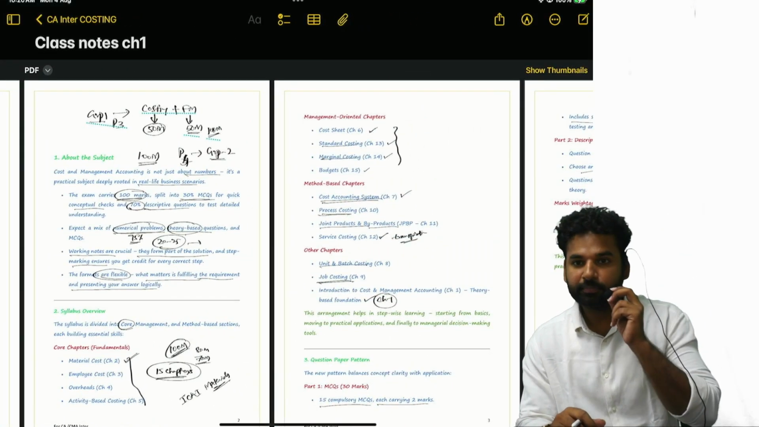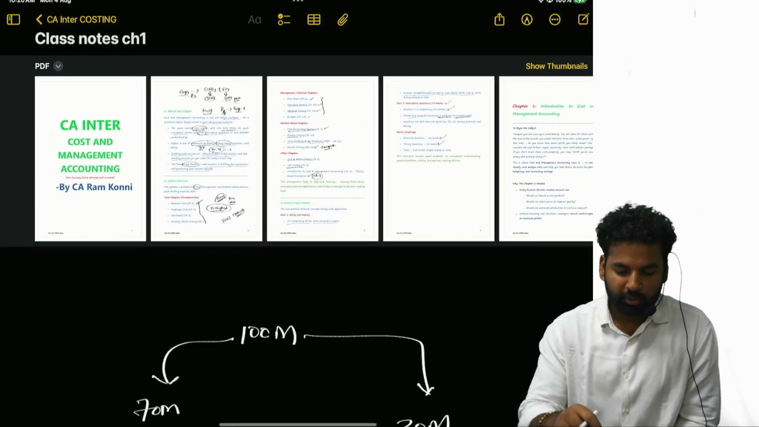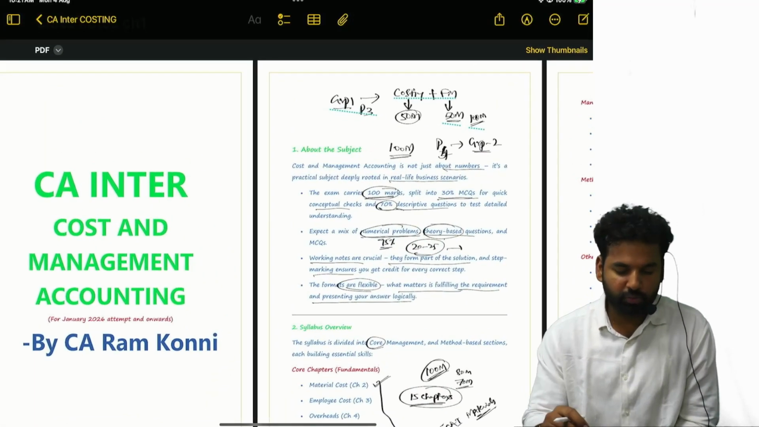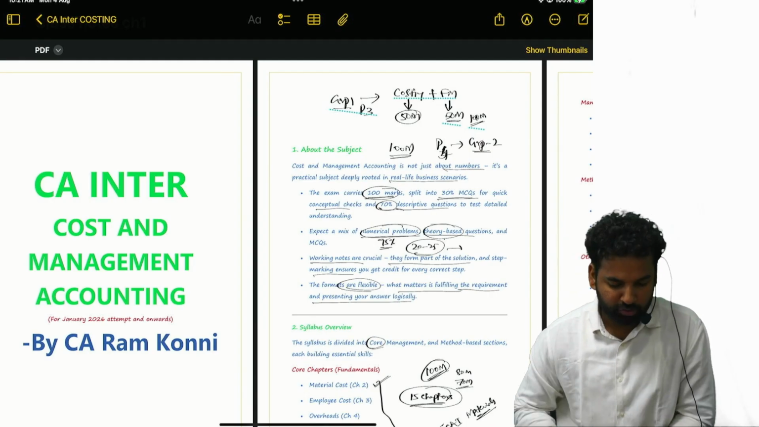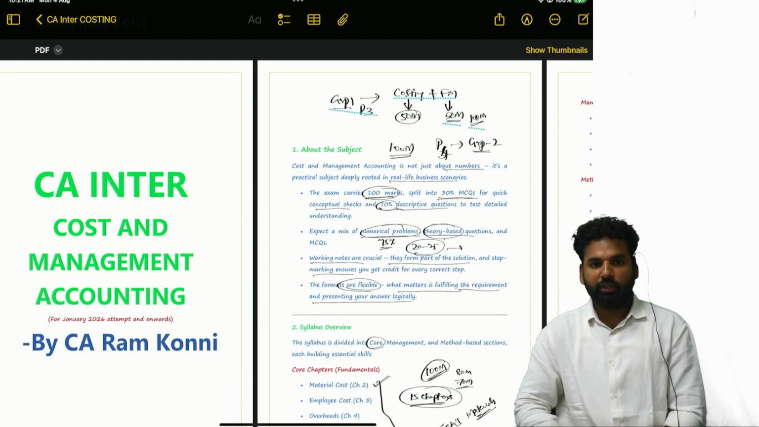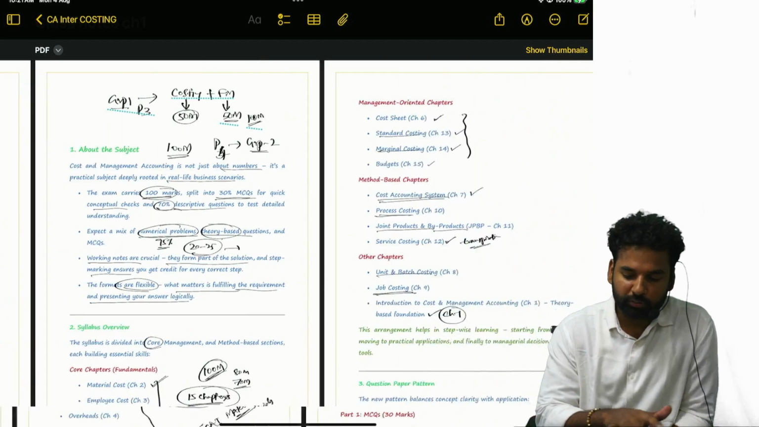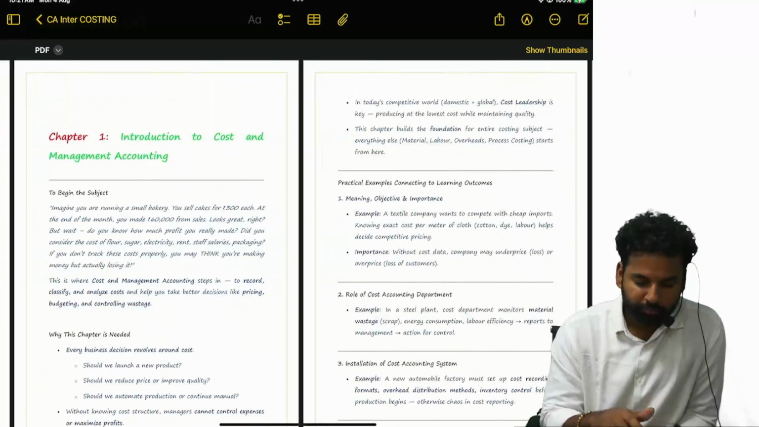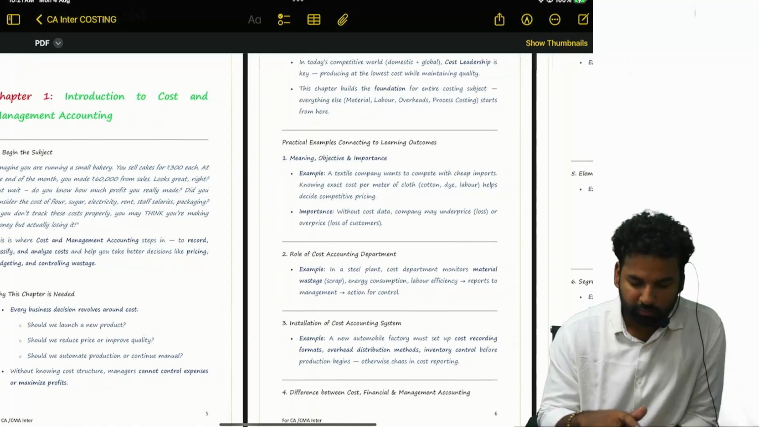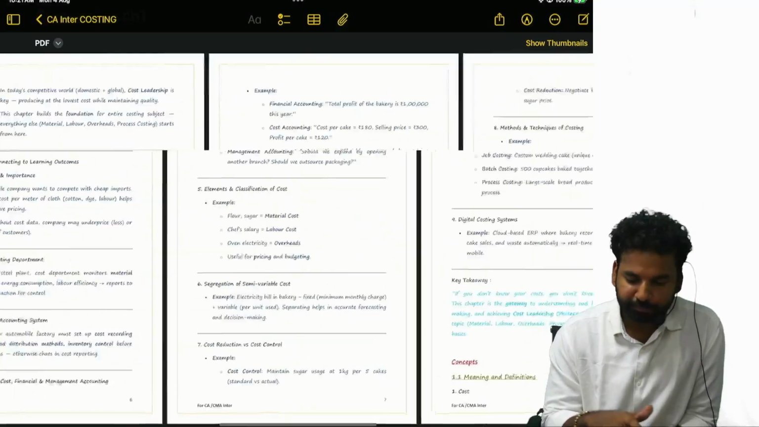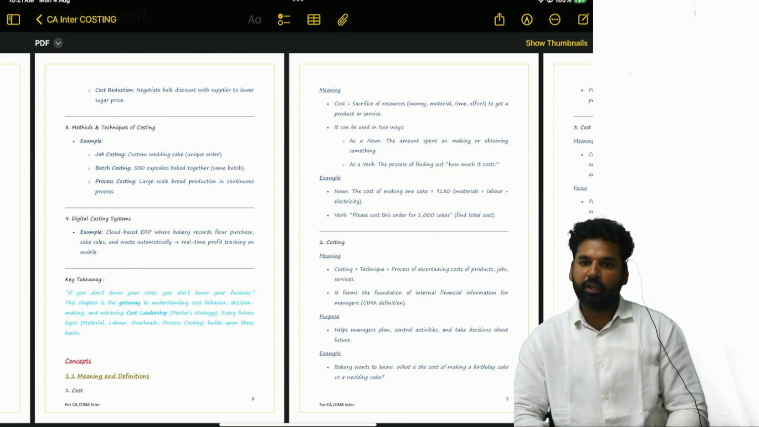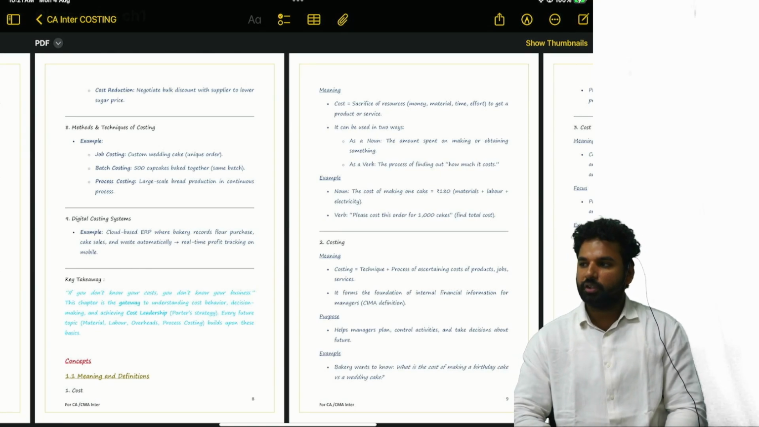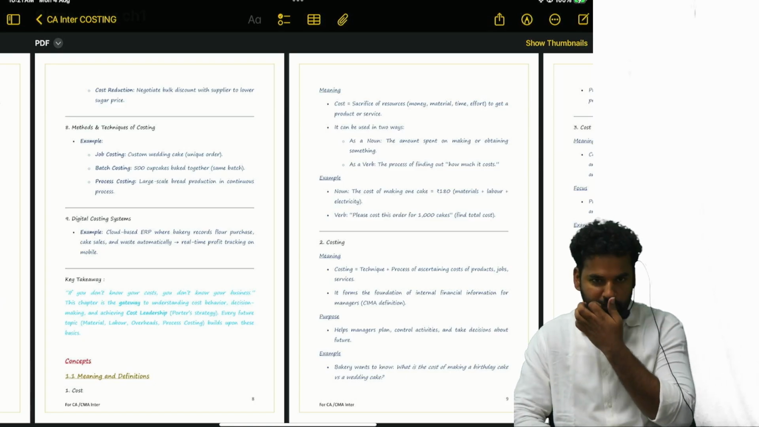Good morning, guys. Right. What we have covered so far from the first chapter, cost and management accounting. First, the definitions we have seen. What is cost? What is costing? What is cost accounting? Cost accounting, management accounting, cost and management accounting. So those we have seen.